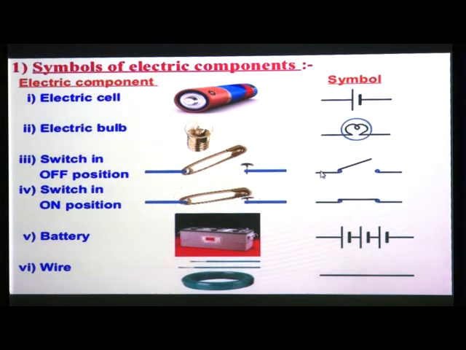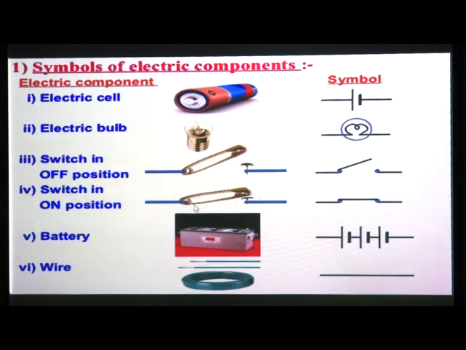And when we are going to draw a symbol here, you can draw it like this. See, in this third picture, the third symbol, this is showing that the switch is off, because this is a safety pin and this is a nail, as we imagine here, and that is why the switch is off. Then the fourth one, switch in on position.